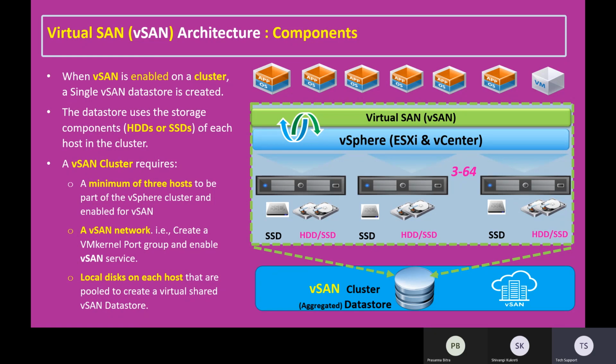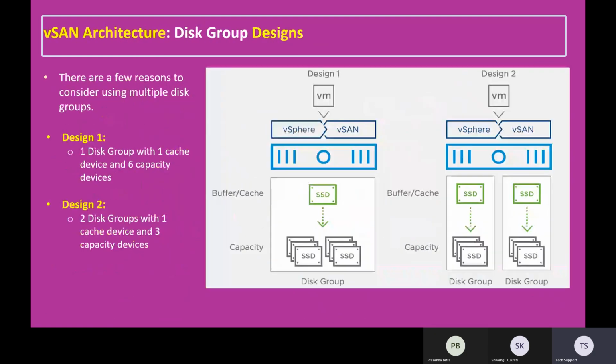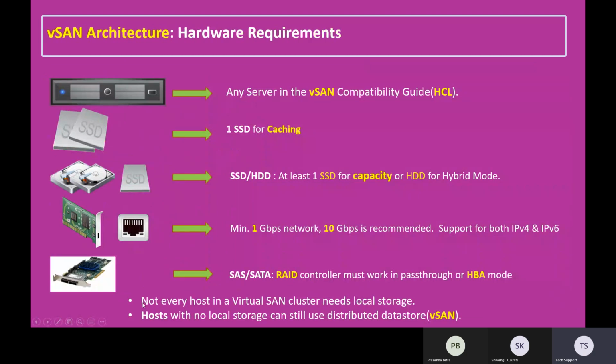In that scenario, if your fourth ESXi host does not have a hard disk either, VMware says that not every host in a Virtual SAN cluster needs local storage. If you have one host with no hard drives in the hardware, it's still supported to configure under Virtual SAN. But the condition is that the first three hosts must be running with hard drives. And the next point: a host with no local storage can still use distributed storage. Even if there is no hard disk on that host, it is still able to access the Virtual SAN datastore. Okay.